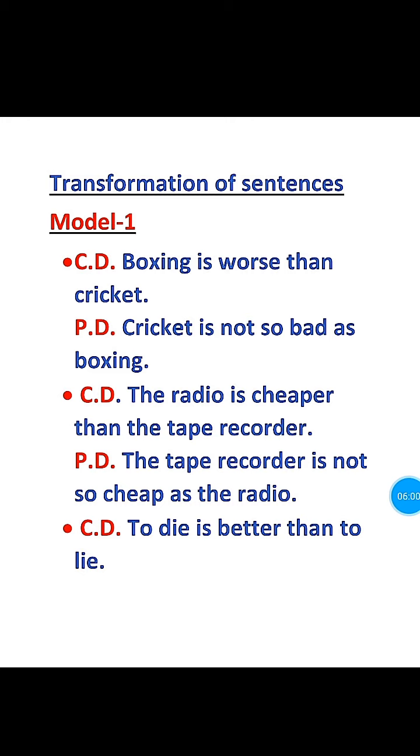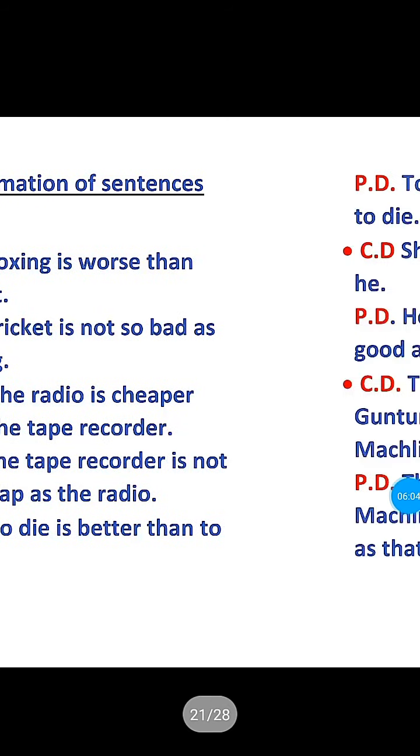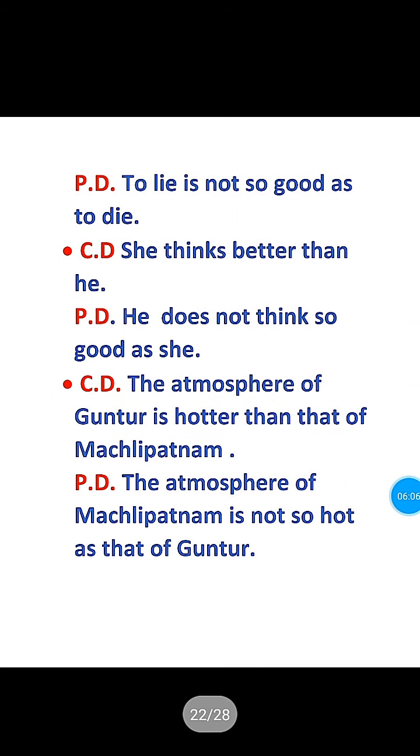To die is better than to lie. To lie is not so good as to die. Next one. She thinks better than he. He does not think so good as she. The atmosphere of Guntur is hotter than that of Machilipatnam. The atmosphere of Machilipatnam is not so hot as that of Guntur.